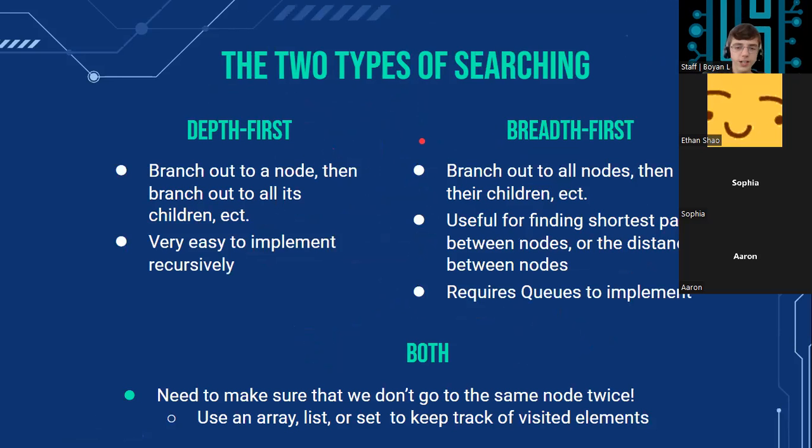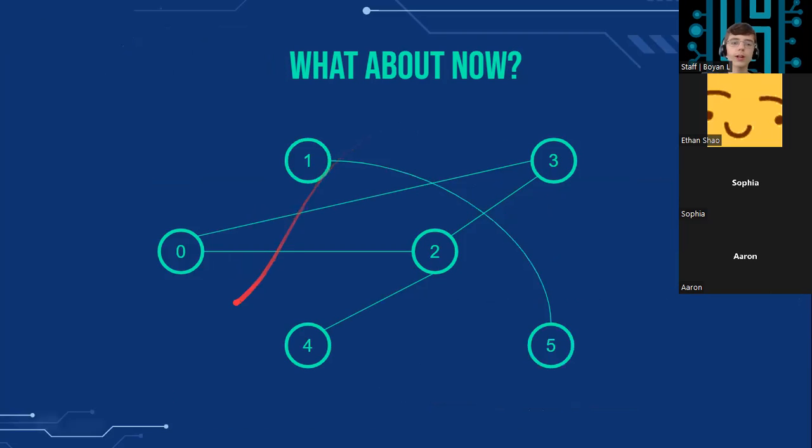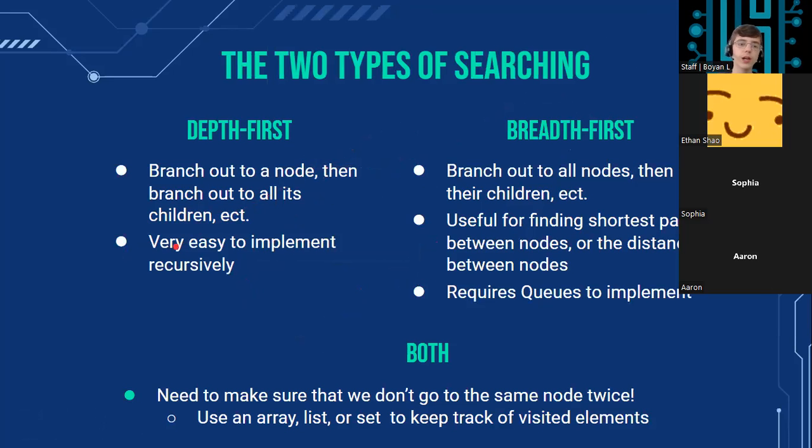So there are actually two ways that I can do this searching algorithm. The one that I did, where I went from 0 to 2, then 2 to 4, and 2 to 3, is called depth-first searching, where I branch out to a node, and then I branch out to all of that node's children, and so on. Children or neighbors, either one can work as a word to describe nodes that you're connected to. The advantage of depth-first search is that it's really easy to implement recursively in coding.